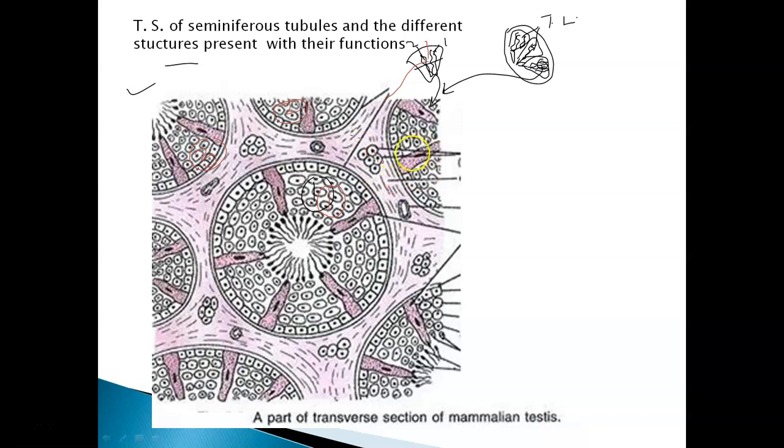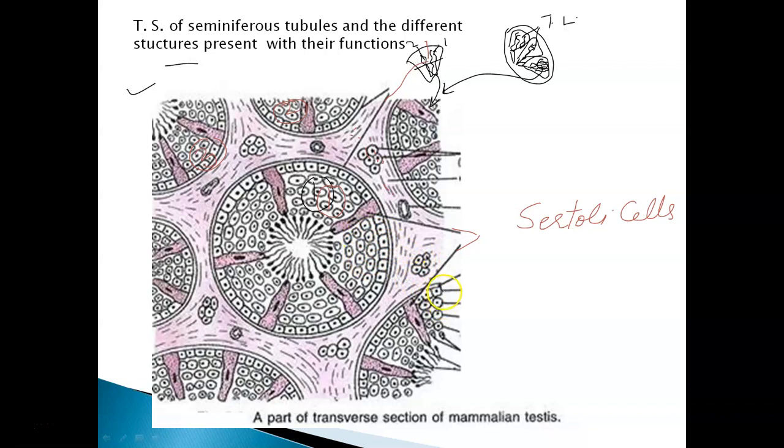Now we'll see the different structures present in the TS of seminiferous tubules. When we see the TS of this seminiferous tubule, of course the tubule will be round in TS. The structures present inside, you can see the spermatogonia. Then you can see different large cells. These large cells are known as Sertoli cells. First we'll label, and then in the next diagram we will see the functions. First we'll label all the parts.